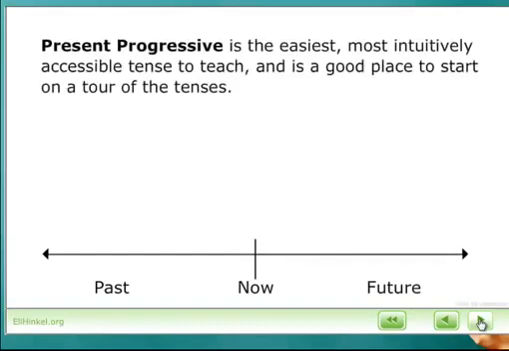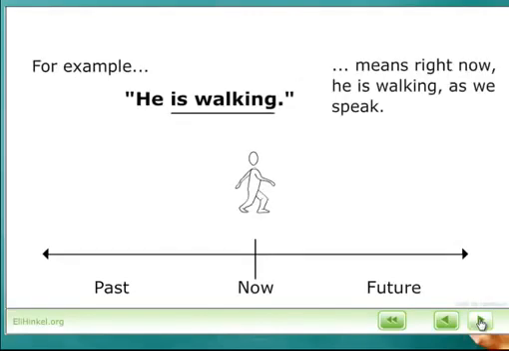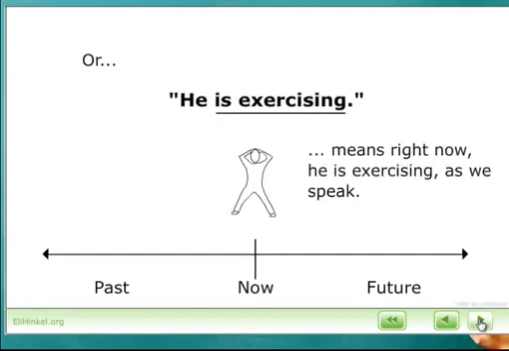Present progressive is probably the easiest tense to learn, so we're going to start with that one. Present progressive is talking about now. It's not talking about the past. It's not talking about the future. I'll give you an example of that. He is walking. That means right now he is walking as we speak. Another example, he is exercising. Right now, as we speak, he is exercising.